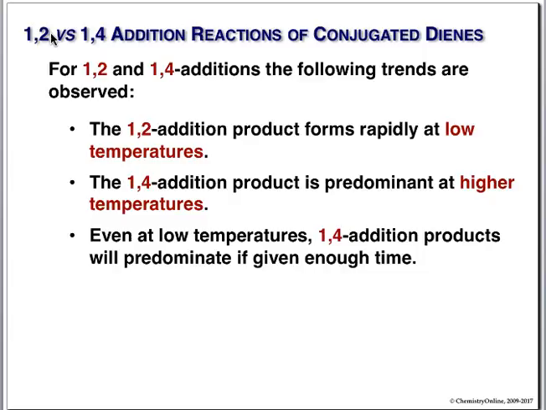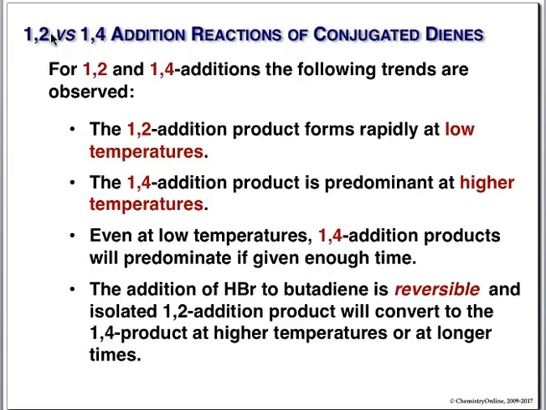Not only that, but if we start off with 1,2 at low temperature, so we do the reaction, and we wind up with a 1,2 addition product, and then just let it sit there. Just let it sit. Eventually, most of it will go to the 1,4. So that means this addition must be reversible. To make the 1,2 quickly, but over time, everything goes to 1,4. This is reversible, and that means that the 1,4 product must be more stable.